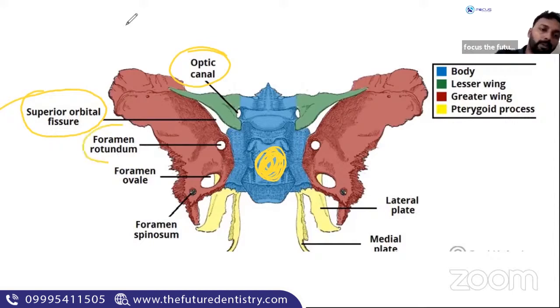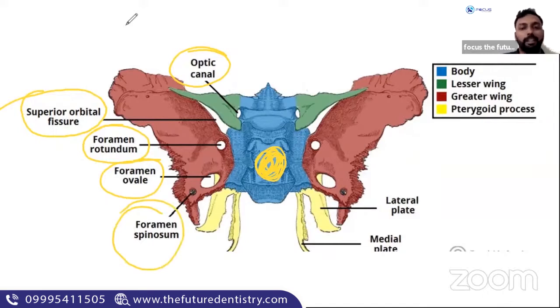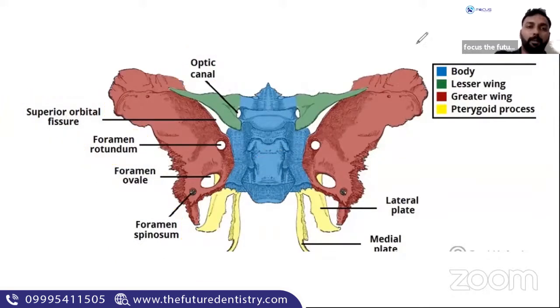Next is the foramen rotundum. That is the maxillary division of your trigeminal ganglion. Okay, so this is the foramen ovale, the mandibular division of your trigeminal ganglion. Then you have the foramen spinosum. Okay, so these are basically the foramens located within the sphenoid bone. Remember it. Remember all of them.